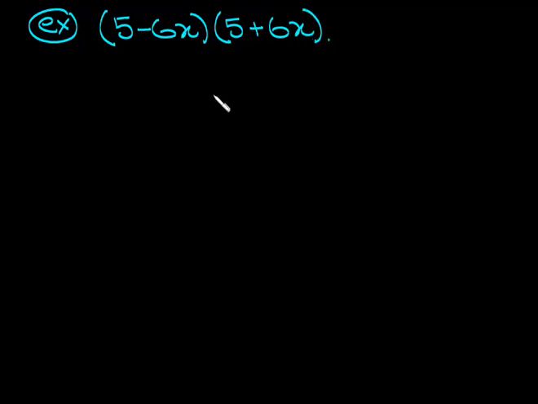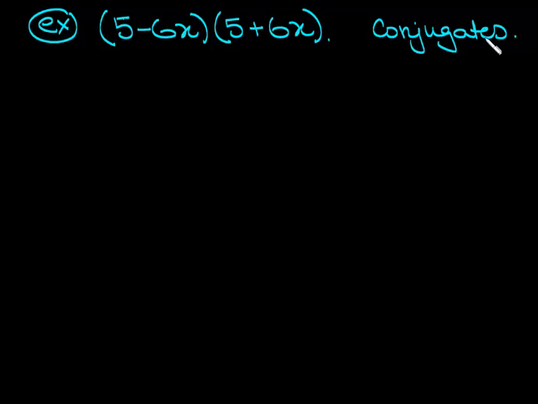For example, if I give you something like this, 5 minus 6x times 5 plus 6x, I can do it the way I just showed you. I can take each term of the first polynomial and multiply it, take the 6, do the same thing. And that would work perfectly fine. But you should recognize this. We've talked about these. These are conjugates.